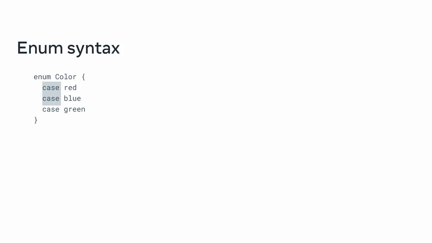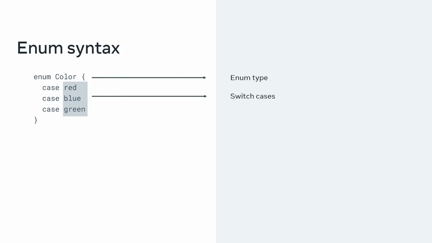Inside an enum definition, you have switch cases. Switch cases are value permutations on the defined common type. For example, red, blue, and green are permutations of color. In this case, color is the enum type and its switch cases are red, blue, and green.